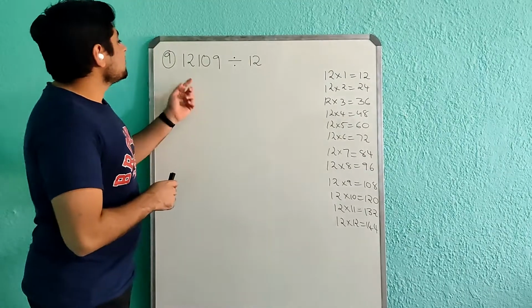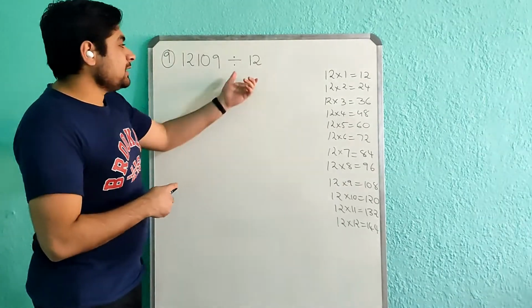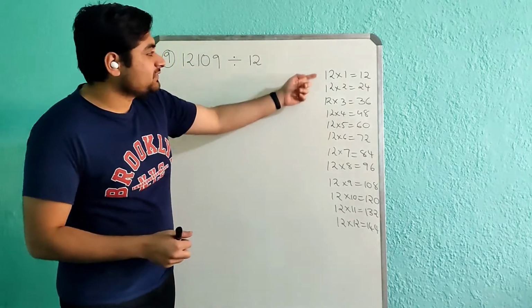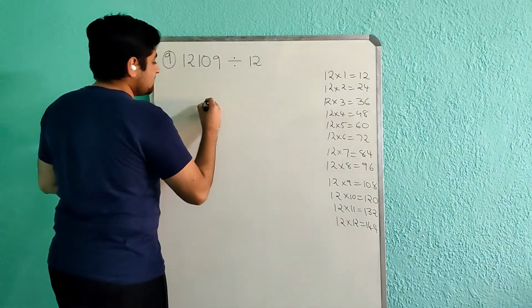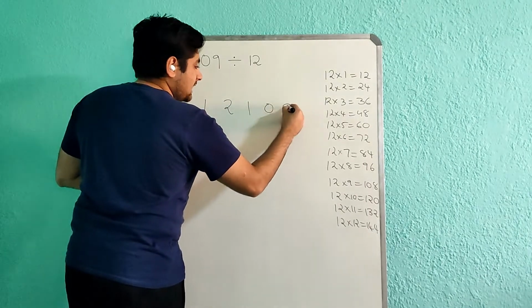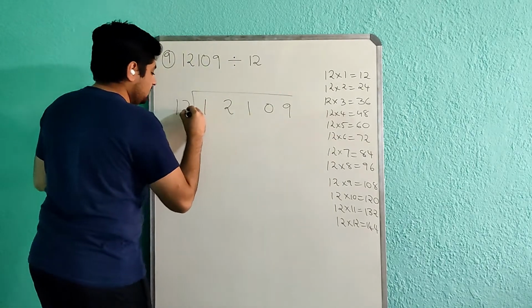Number 9 says 12,109 divided by 12. Since we are dividing by 12, we have written down our table of 12. On this side, we have written from 1 up until 12, right? So let's write this. We got 12,109, right? Divide by 12.